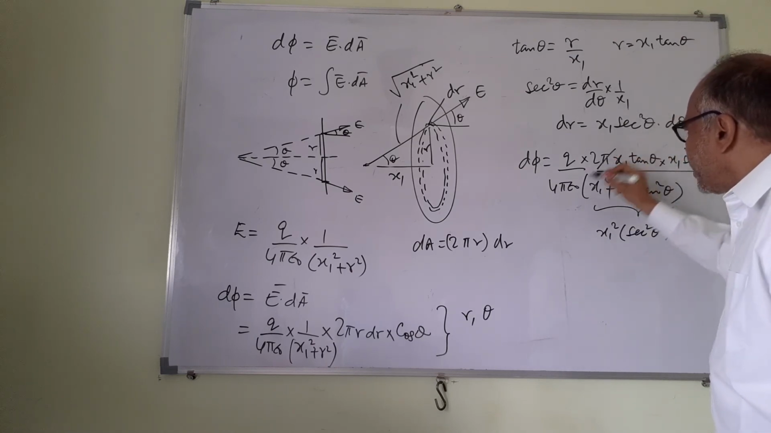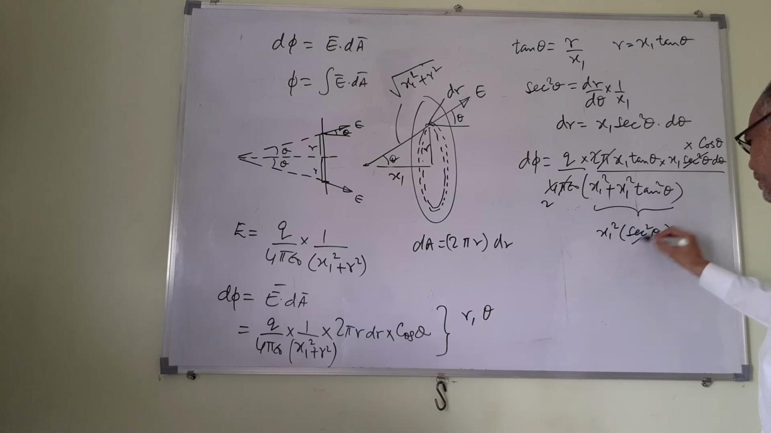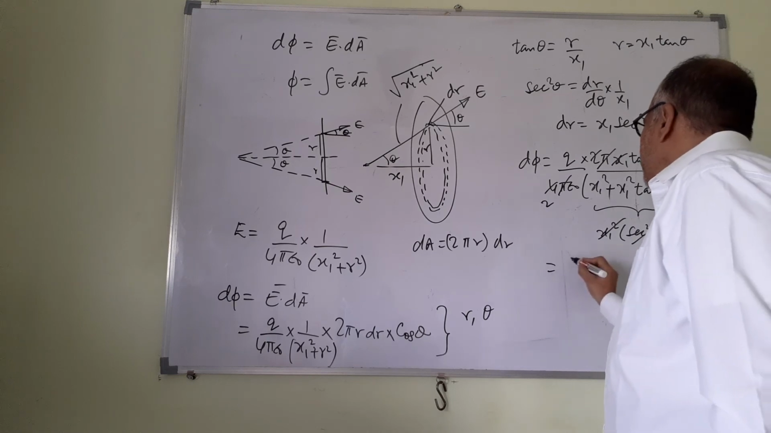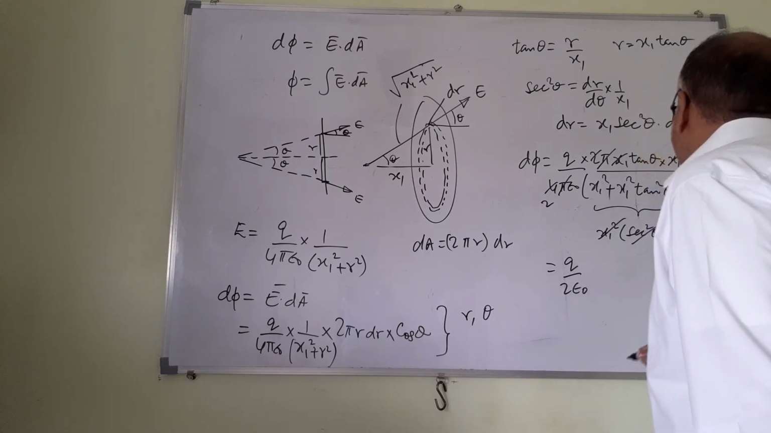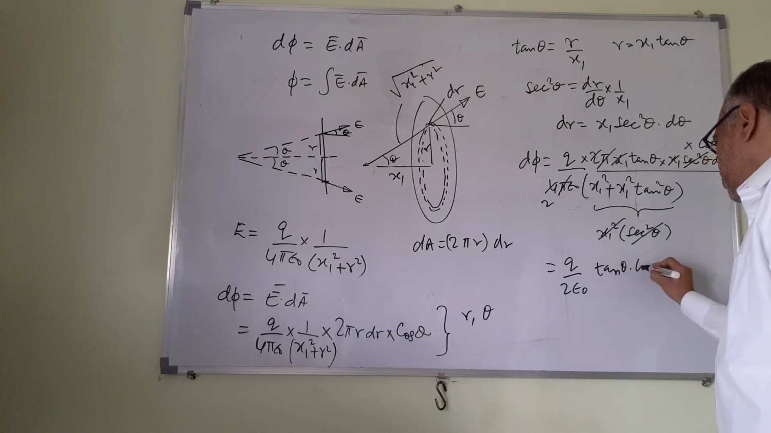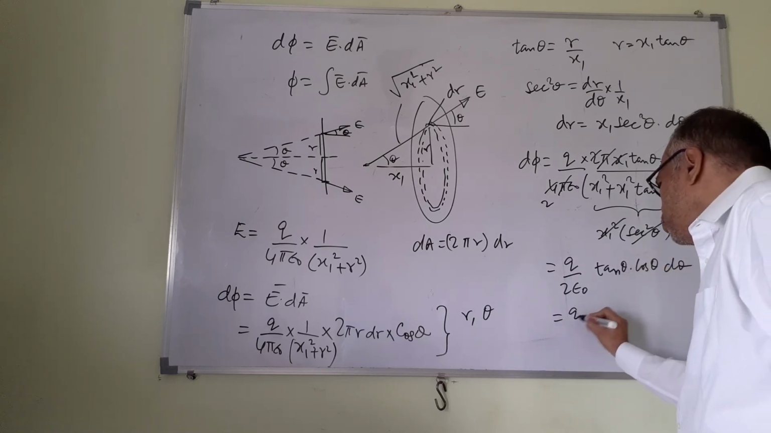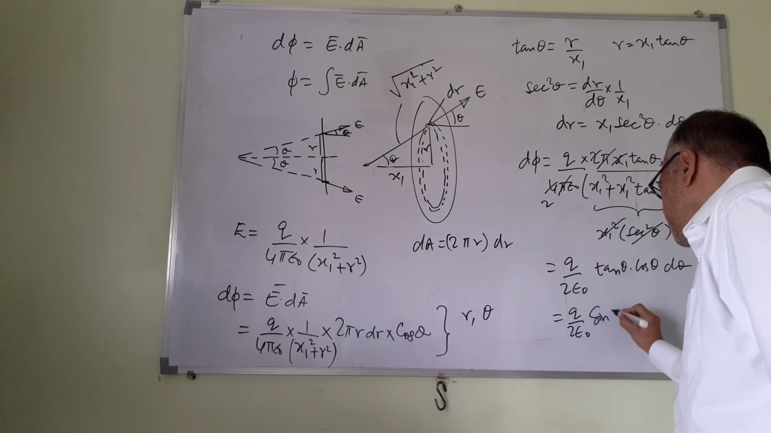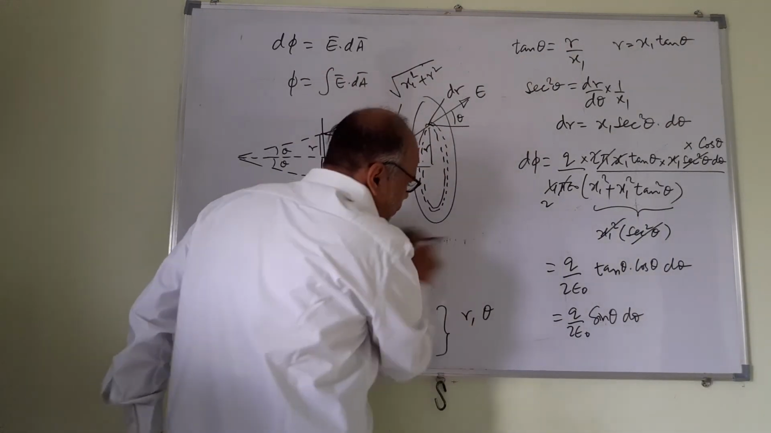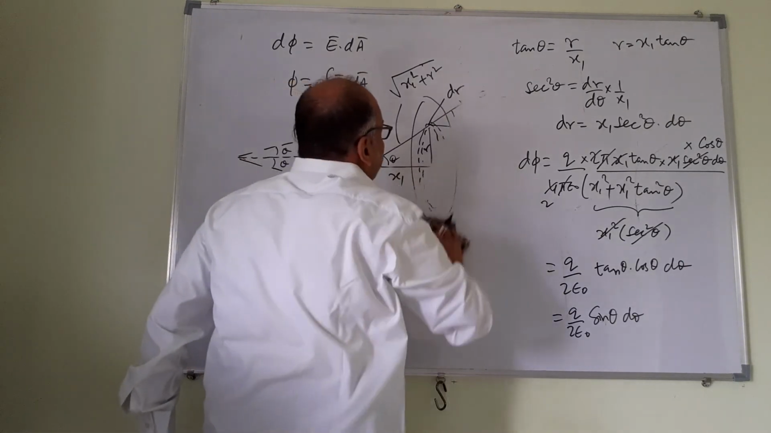So let me do the cancellations. 2 pi will cancel, 2 will cancel with this 2. Secant squared will cancel. x1 and x1 will cancel, and I am left with q by 2 epsilon naught, tan theta cos theta d theta. Tan theta is sin theta by cos theta. So I have q by 2 epsilon naught sin theta d theta. So we need to integrate this, theta varying from 0 to theta naught.